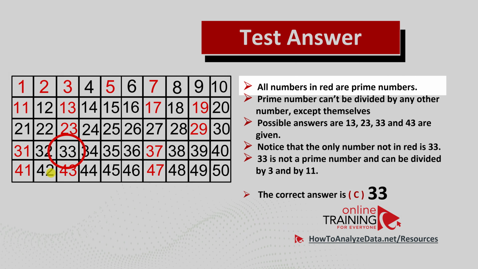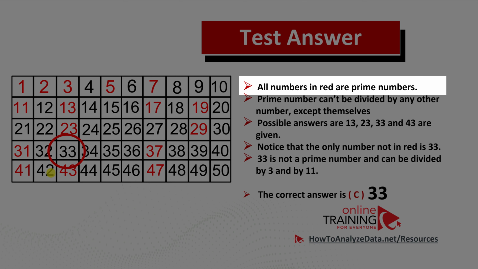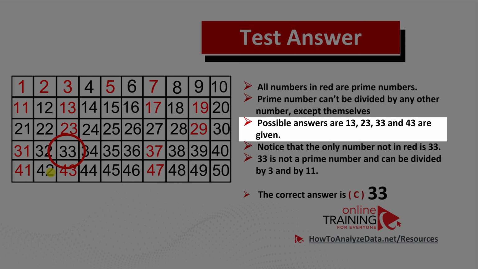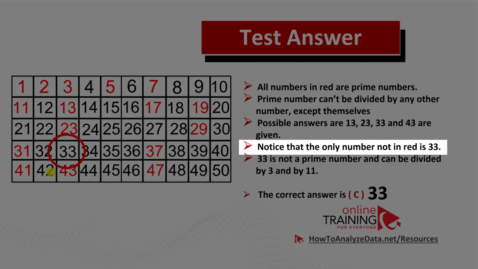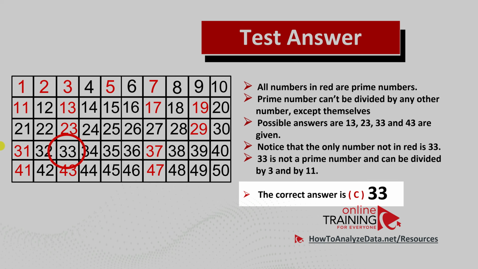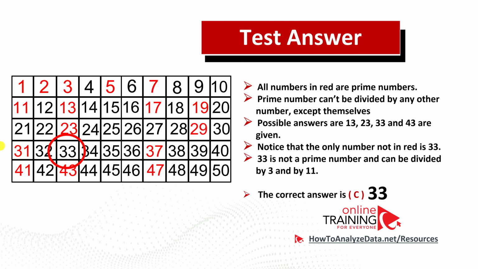Let's recap. All numbers in red presented in the grid are prime numbers. A prime number cannot be divided by any other number except themselves. Possible answers are 13, 23, 33, and 43. And the only number that is not a prime number is 33. 33 is not a prime number because it can be easily divided by 3 and by 11. So the correct choice here is choice C, 33. Hopefully you've nailed this question and now know how to answer these types of questions on the test.